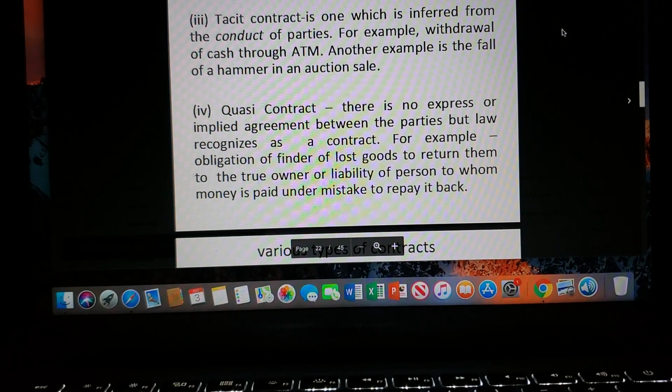Fourth, quasi-contract, QUASI. Quasi-contract: there is no express or implied agreement between the parties but law recognizes it as a contract. For example, obligation of finder of lost goods to return them to the true owner, or liability of a person to whom money is paid under mistake to repay it back.